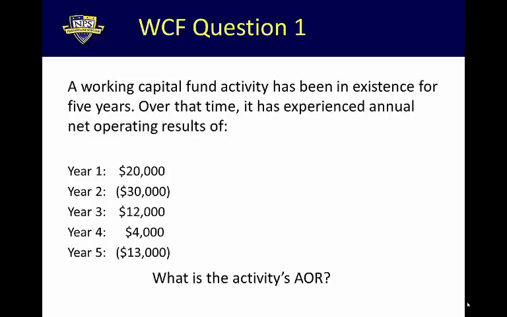At the end of year 1, they had earned $20,000, so their AOR is 20,000. Year 2, they lost 30, bringing them to negative 10. They gained 12, bringing them to positive 2, earned 4, raising that to 6, and then lost 13, so their current accumulated operating result, or the net sum of all prior year net operating results, is negative 7,000.